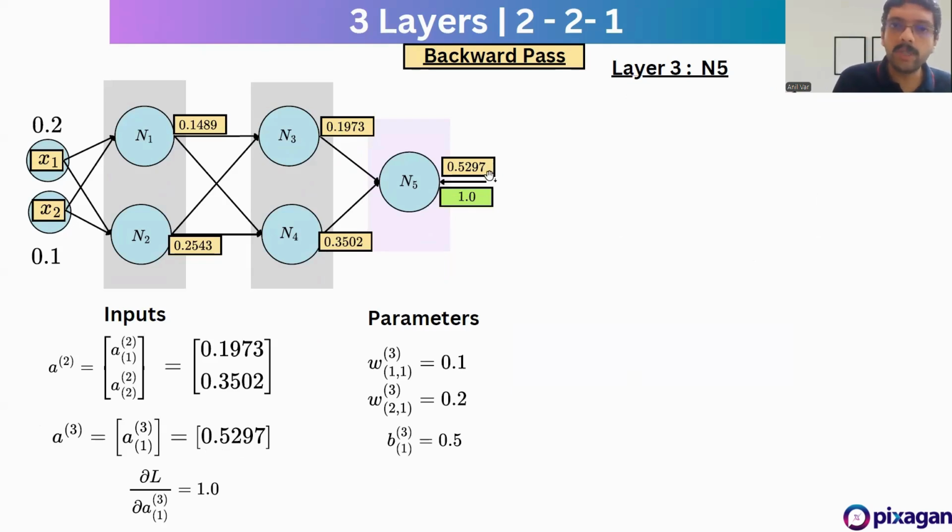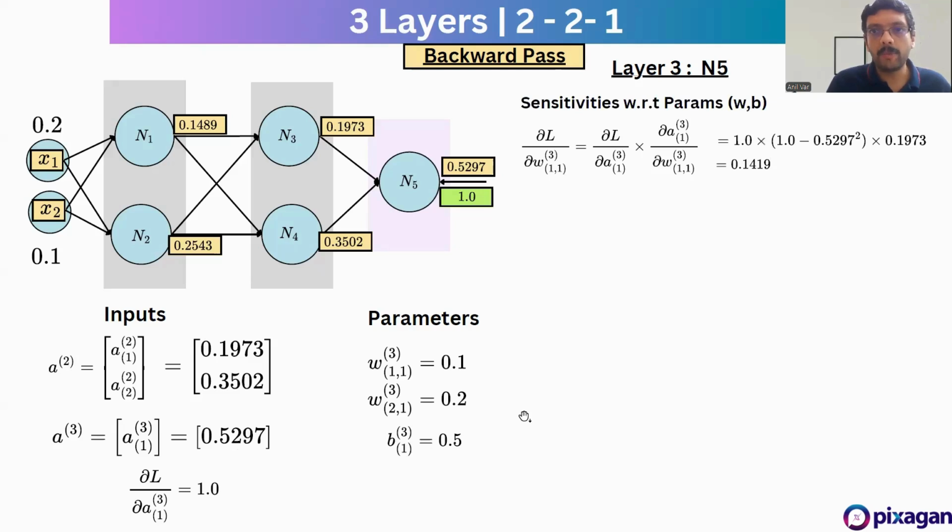So what do we do? We backpropagate through this neuron. We know how to backpropagate through a neuron, right? We've done it quite a few times now. What does this neuron have? Its inputs, which is A2, its output, which we've got from the forward pass, and its parameters. How do we backpropagate? Exactly like you do through any other neuron.